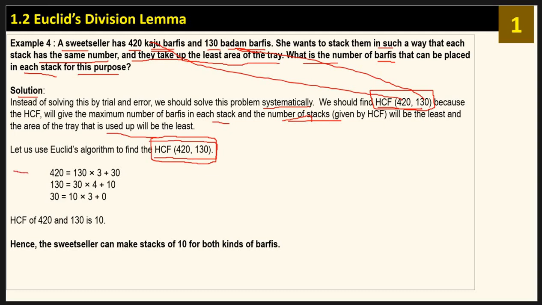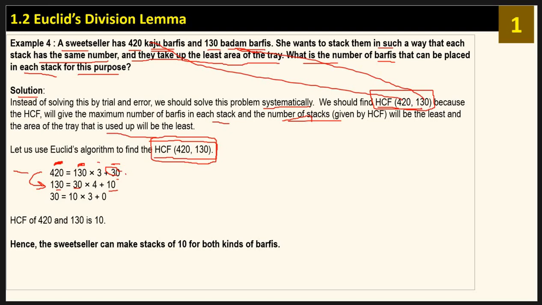The first step is 420, which is the bigger number, we keep it on the left hand side, and 130, which is the other number, is the divisor, multiplied by 3, and we get 30 as the remainder r. So this remainder 30 is not 0, so we continue to the next step, and we move the divisor to the dividend position. 130 is equal to 30, the remainder from the previous step, times some multiplier, and we get 10 as a remainder in this step.